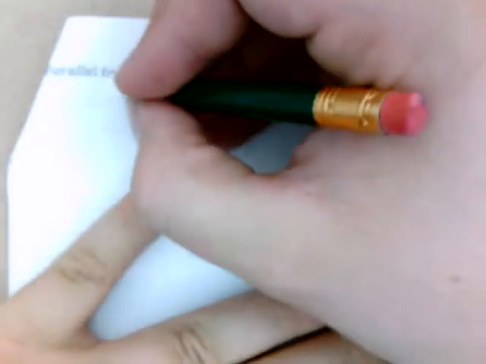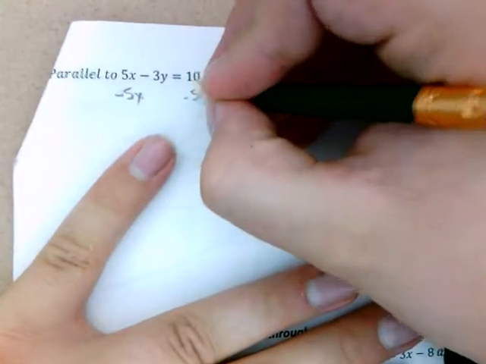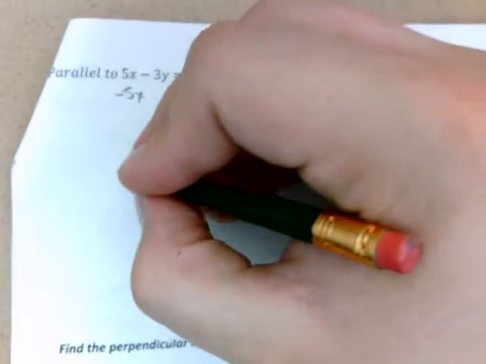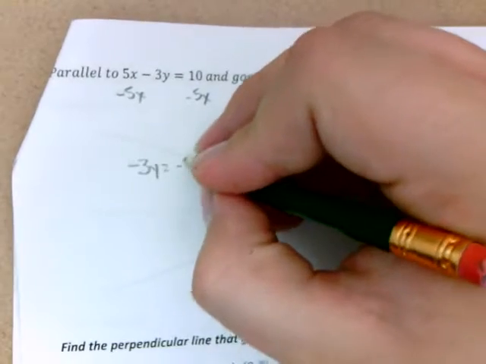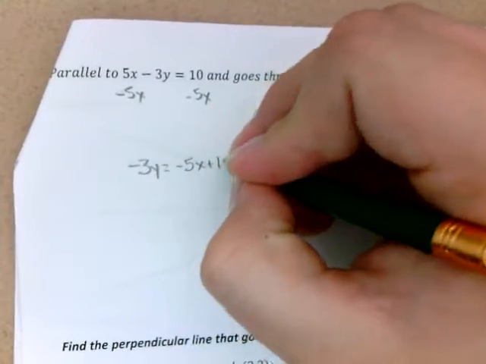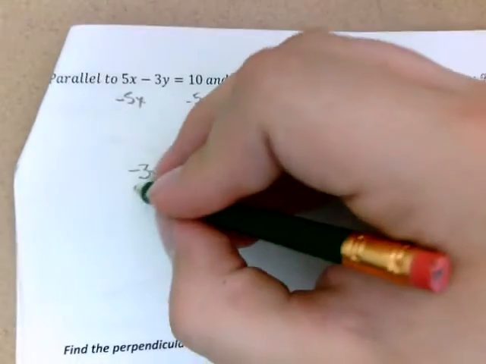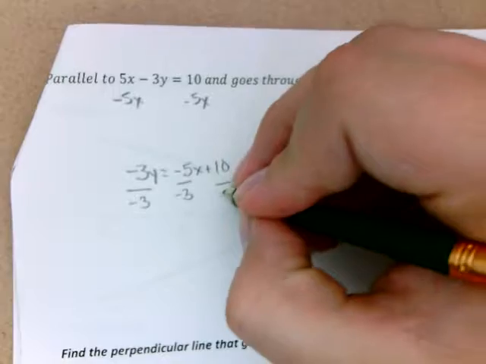Ready? Subtract 5x from both sides. These cannot combine, they're not like terms. Negative 3y equals negative 5x plus 10. Okay, then we're going to divide by negative 3, divide by negative 3.